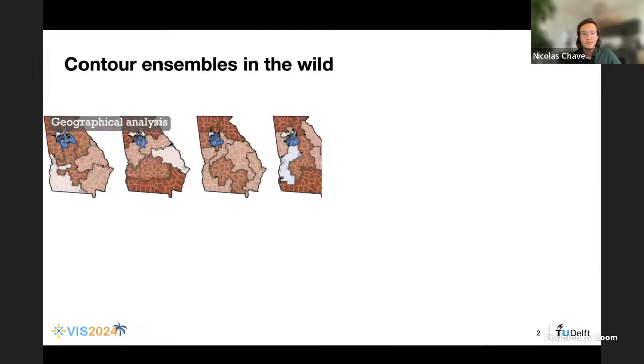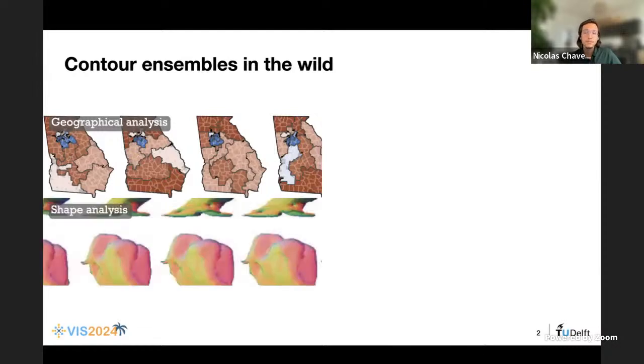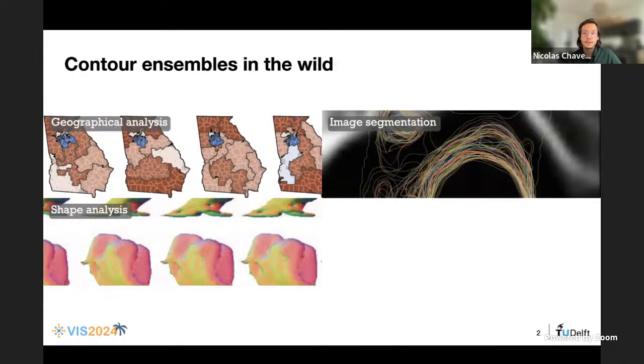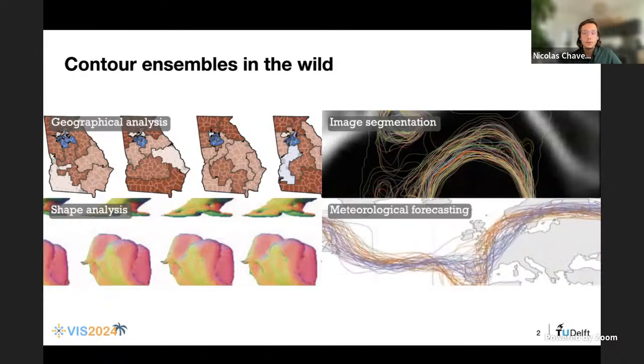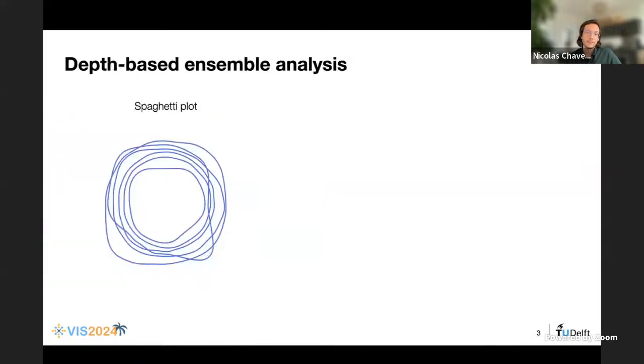One of these is geographical data analysis, shape analysis, image segmentation, or also meteorological forecasting. In the case of the latter, we often find scalar fields with quantities such as pressure or temperature, and we can use an iso value to extract contours. Now, the question that these cases raise is, once we have such contour ensembles, how do we analyze them?